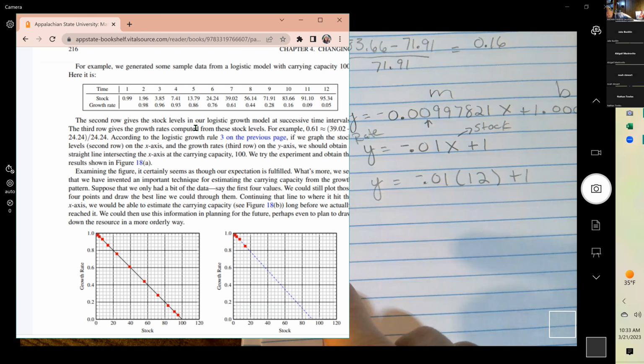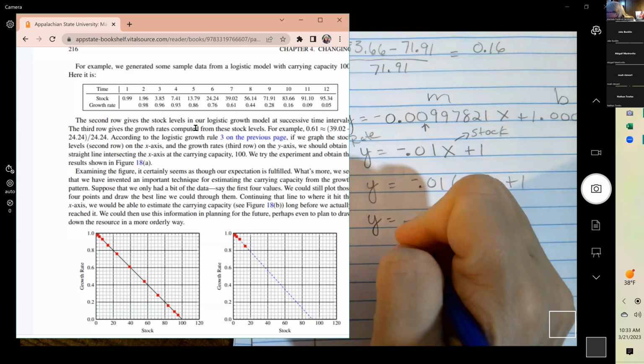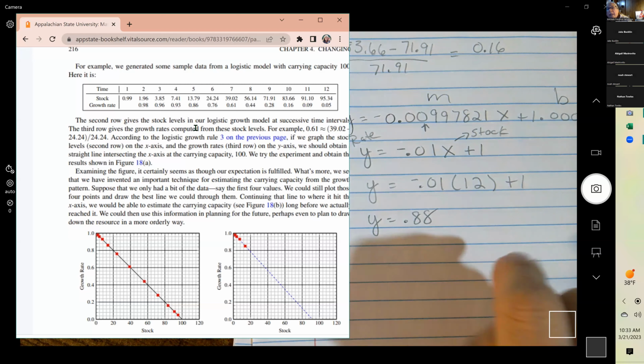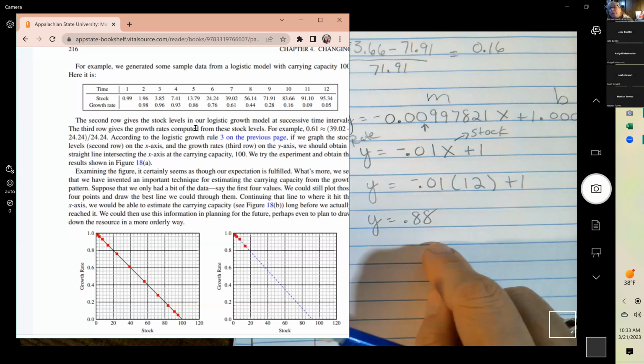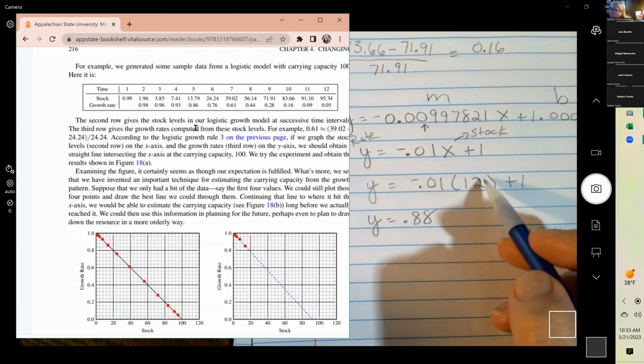And we know it's a good estimate because our R was very close to 1, or R squared. Let's do this first. So it's growing at 88% when the stock is at 12. This is your growth rate when the stock is 12.